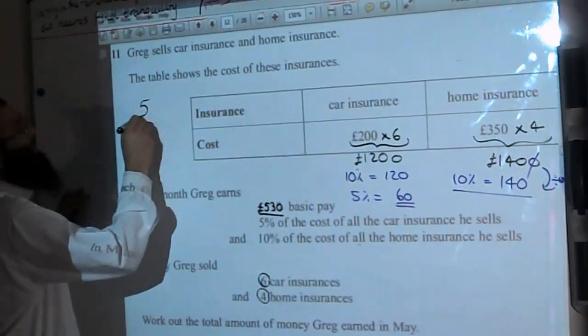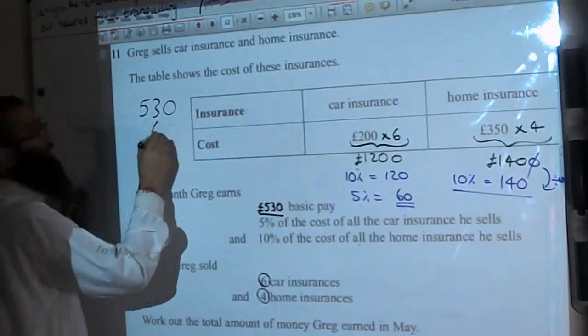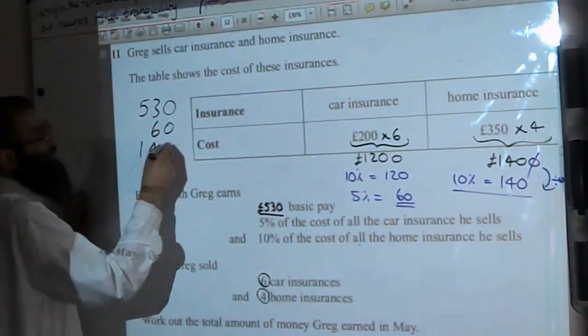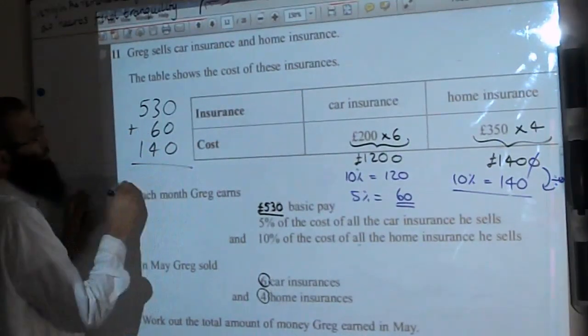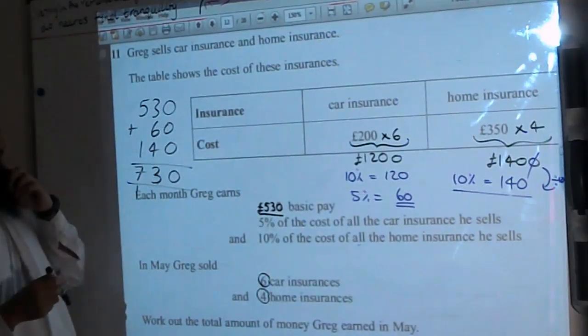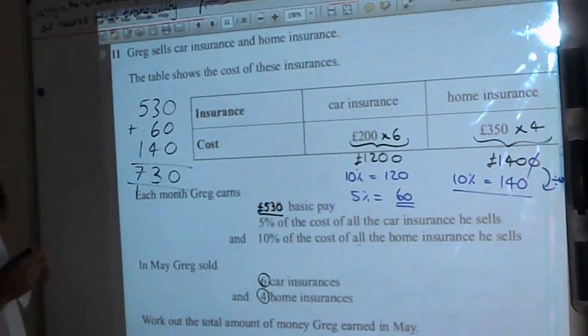So he starts with the basic salary of 530. He made an extra 60 quid for selling car insurance and an extra 140 pound for selling house insurance. Okay, somebody's adding numbers wrong, giving me the wrong numbers on the board. Okay, 530, 590, 730 pound.